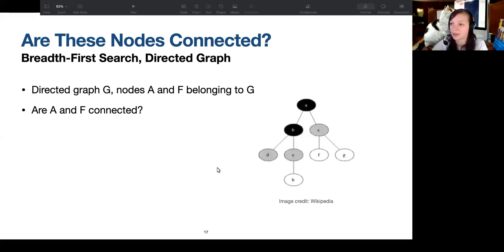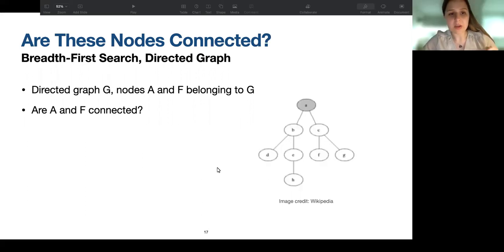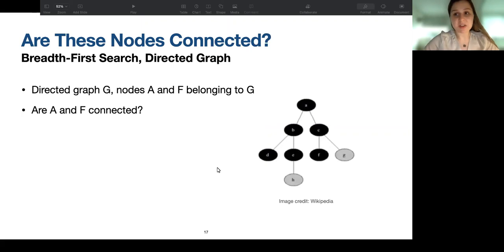Yeah, and we have a question here. Is this a directed graph? So in this particular case, I just assume that the graph is directed, but it does not have to be directed. So it would work with undirected graphs as well.